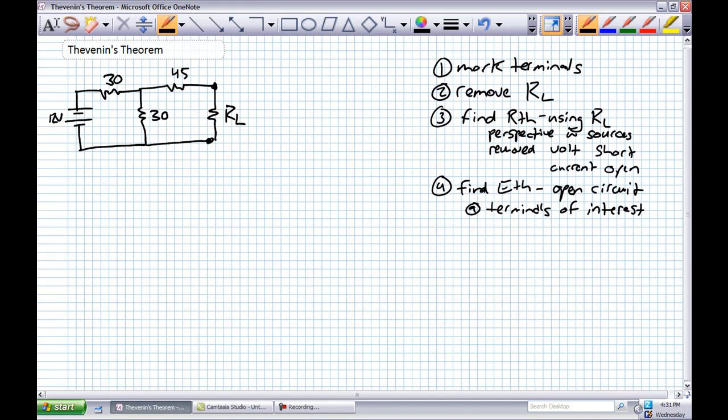Okay, so here's our second example. We've got a 12 volt source, a 30 ohm resistor, a 30 ohm resistor, a 45 ohm resistor, and we've got an RL hooked up in the following fashion. Okay, so we're going to mark our terminals A and B. Step 2, remove our load resistance.